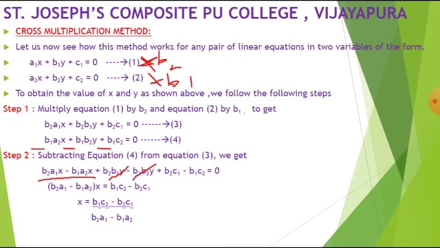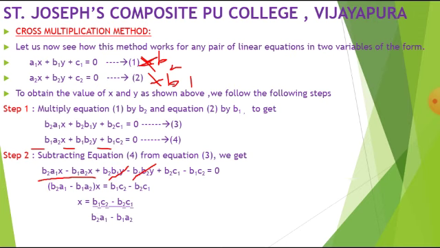So this is nothing but the formula for the x. Now we can solve the pair of equations by the cross multiplication method. Here, by applying this formula, x is equal to b1c2 minus b2c1 divided by b2a1 minus b1a2, we will get the value of x.